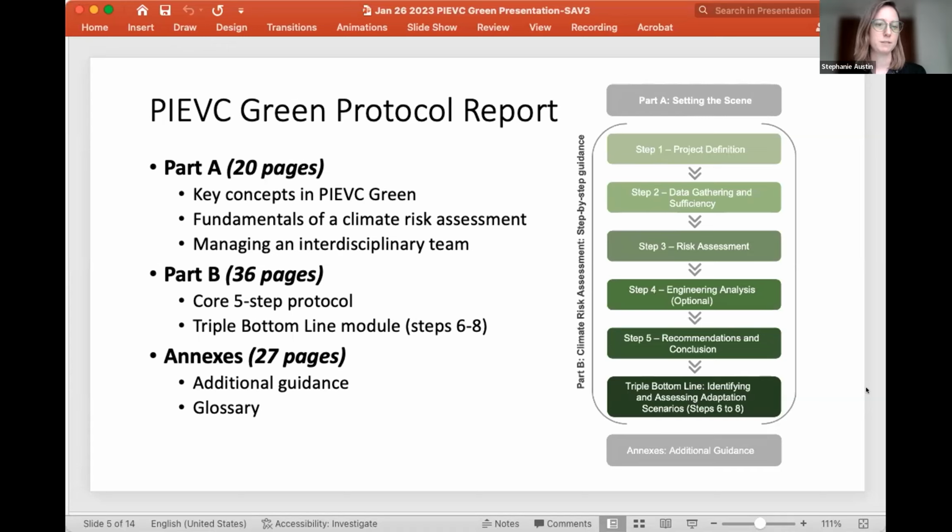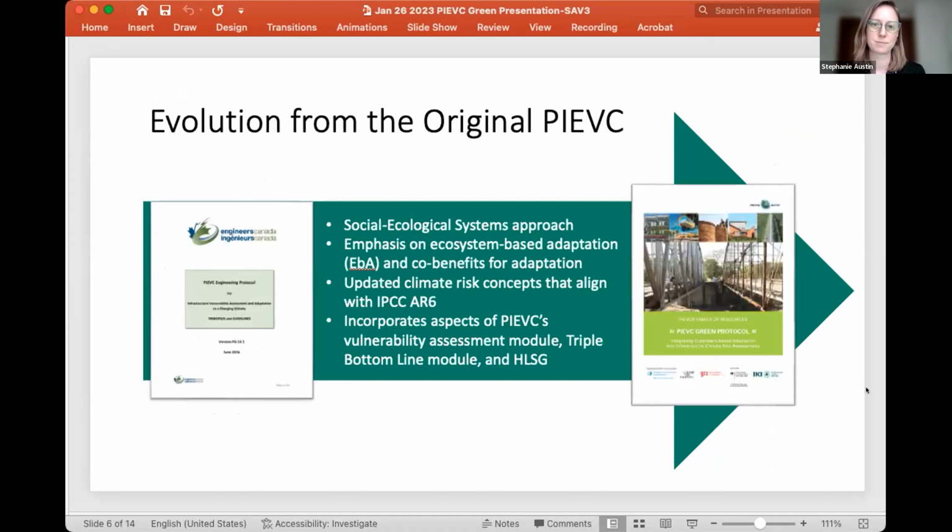We also have some annexes where we've moved a lot of the additional guidance to try to shorten the core body of the PIEVC Green protocol. And of course have our glossary there as well. And I've included the page numbers so that you can see how we've really worked very hard to try to shorten the content compared to the original PIEVC protocol. Next slide, please.